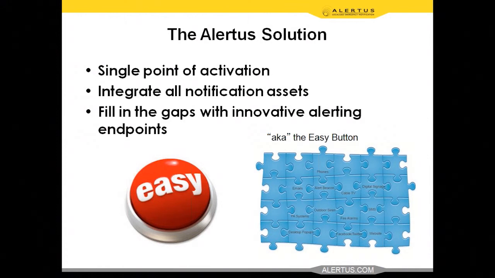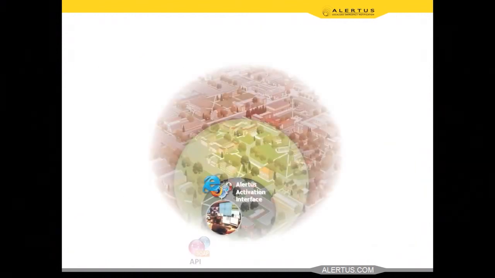So really 3 key things: single point of activation, integration, which is huge, you'll see, and then fill the gaps with innovative alerting endpoints to be able to retrofit your facility. And as you see, kind of bringing that easy button together and stitching all those puzzle pieces that you have, individual activations and assets at your hand, bring those all together into one unified activation.